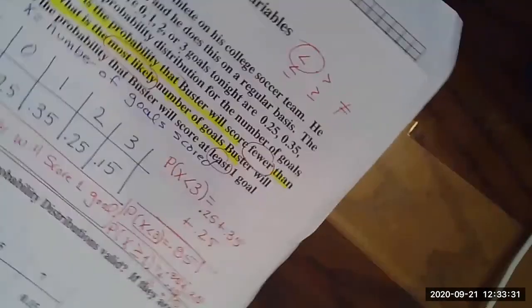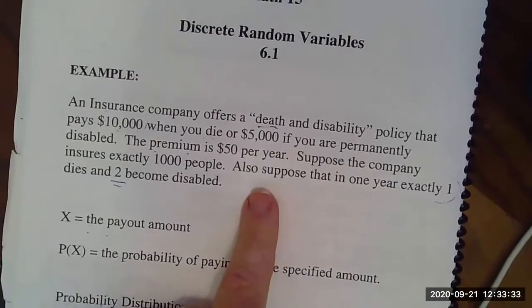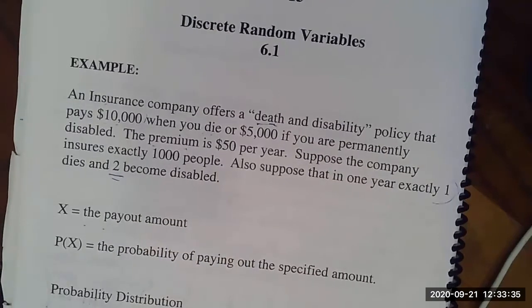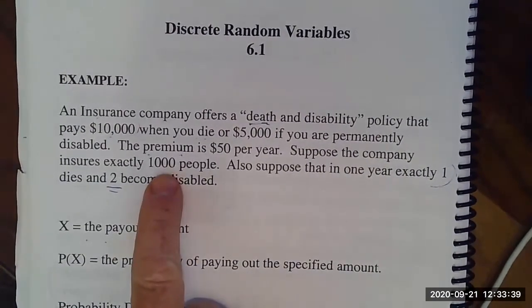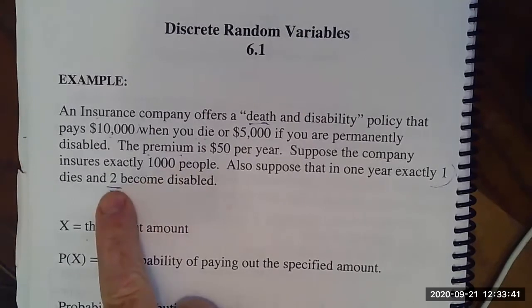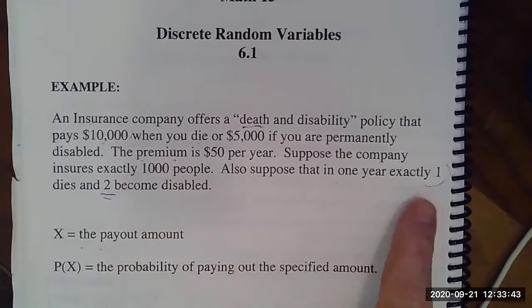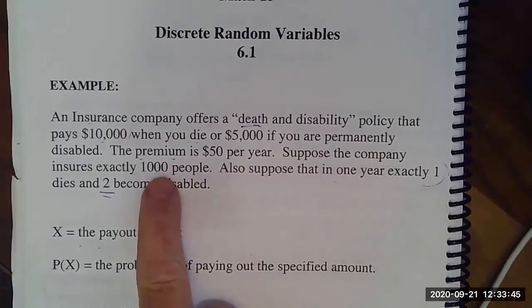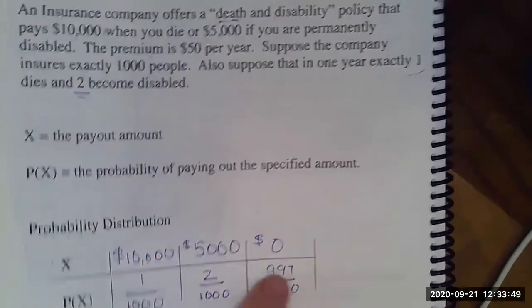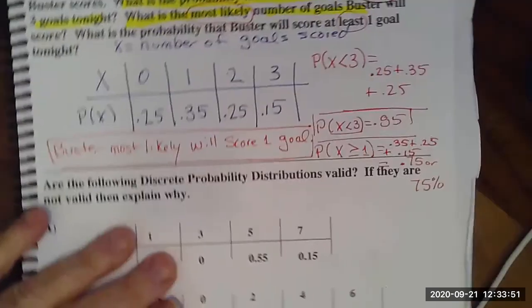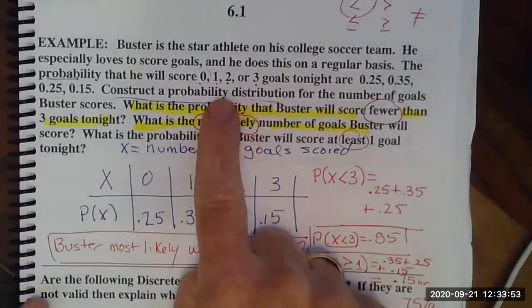In the homework, sometimes you get problems like this. You've got to figure it out. What did I do? Sample space. 1,000 people, 2 people out of 1,000, 1 person out of 1,000, and the leftover is the complement. Versus, there'll be some homework problems where they just literally give it to you.